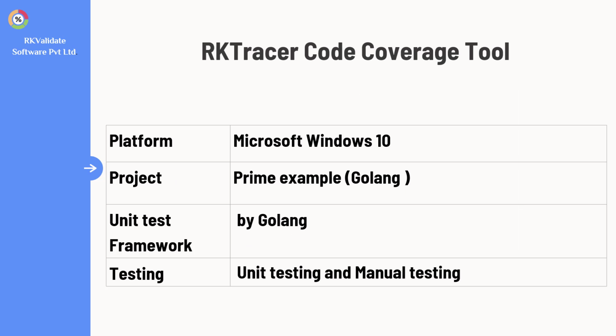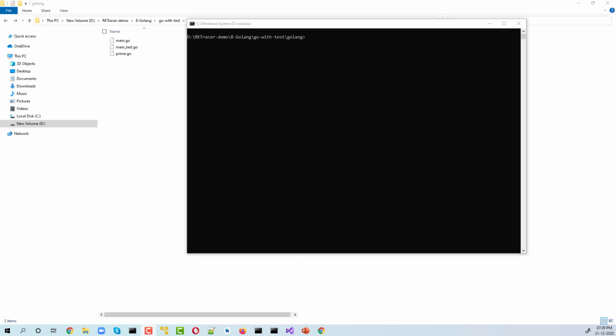In this video, we are going to learn how to generate code coverage using the ArchiTracer code coverage tool when we do unit testing or manual testing in the Go programming language. And we are going to use the following environment for the demonstration.